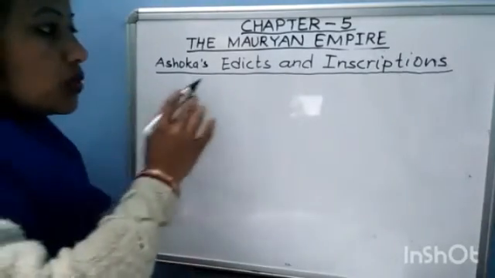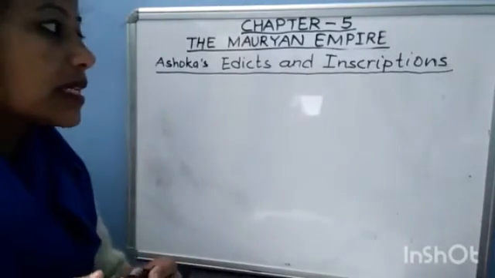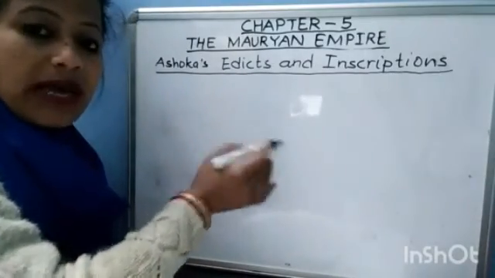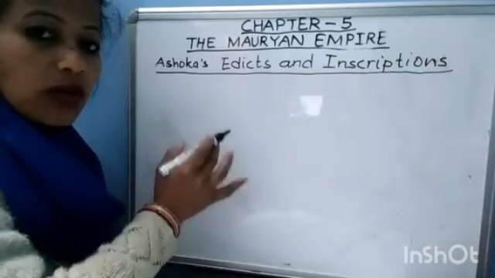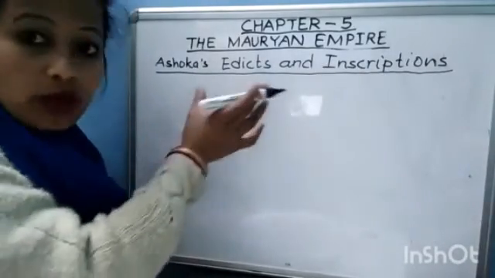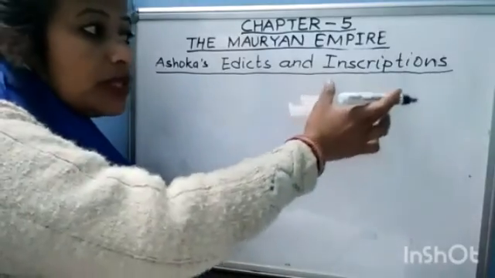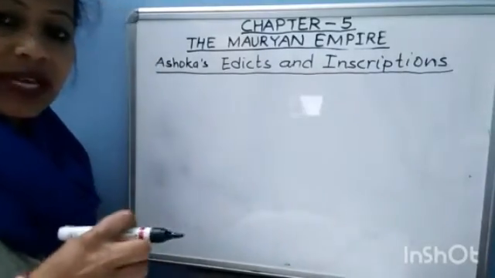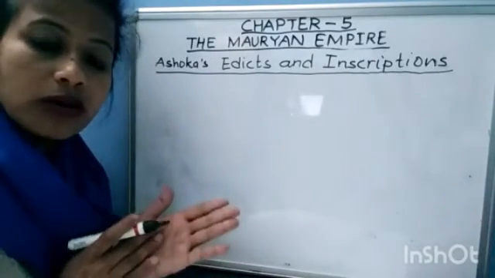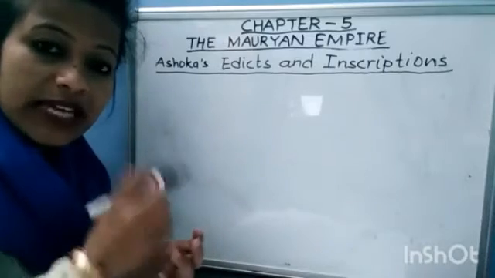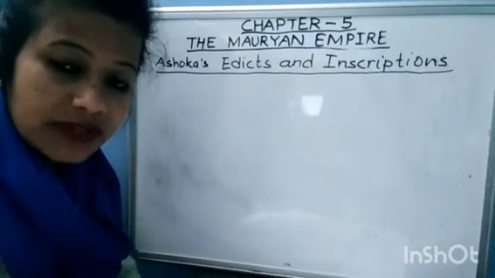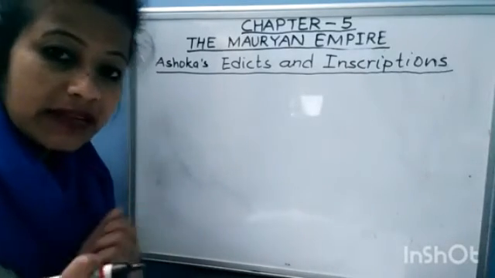Now, Ashoka's edicts and inscriptions. Edicts means an order proclaimed by the authorities, that is, by the government. And inscriptions are something engraved, like writing on a rock or on a pillar. Whatever is written over there, they are engraved.